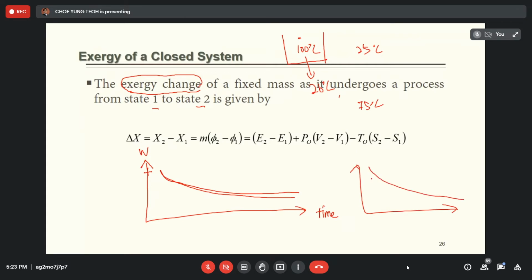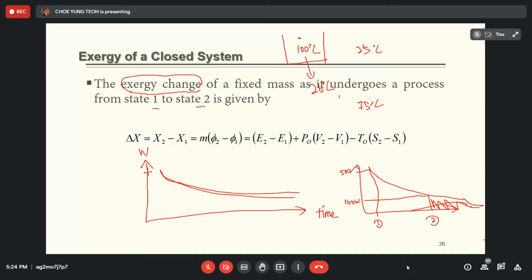Maybe this is the heat transfer rate. At the beginning, very fast. At the end, very low. So maybe at this point it is 100 watt, this point is 500 watt, and at the end, the heat transfer rate will drop to 0. Maybe our system needs at least 100 watt to power. So I won't run my process to the end. This is state 1, when the water is very hot, and this will be state 2, the end state. I will stop my process over here. I won't use the energy at the back, because the heat transfer rate is too low.